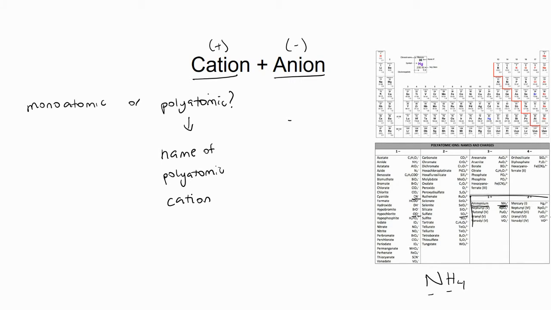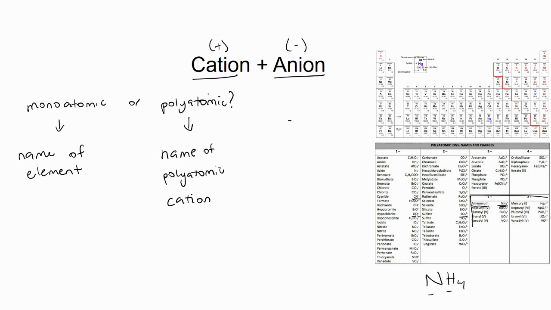And like I said, that's almost always going to be ammonium if it is a polyatomic ion. If it's monoatomic, you're going to write the name of the element, or the name of the metal, I guess is another way to say it. Name of the element, but you have to ask yourself one more question.